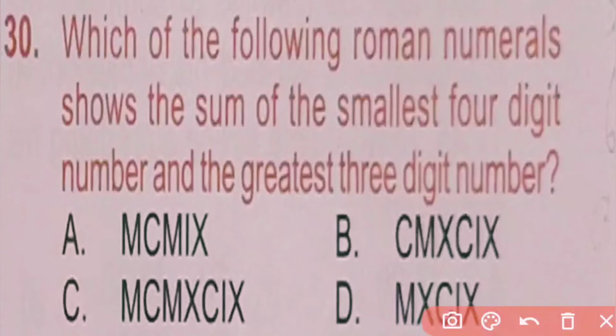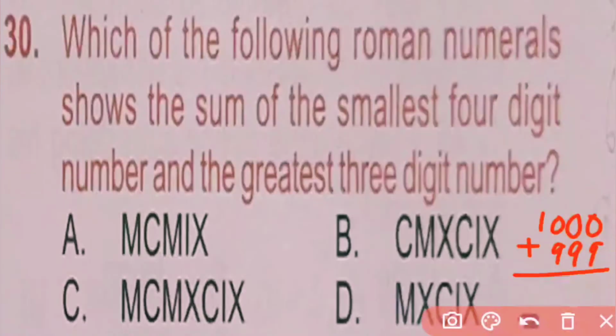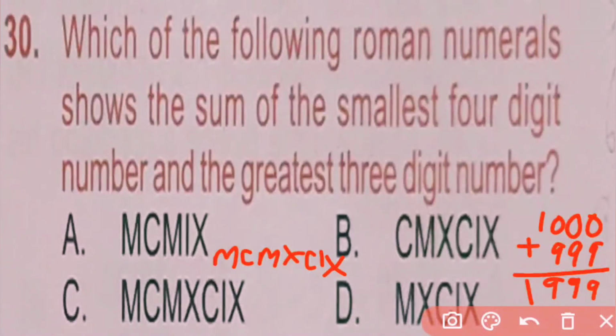So smallest 4-digit number is 1000 and greatest 3-digit number is 999, and their sum is 1999. So in Roman numerals, 1000 is M, 900 is CM, 90 is XC, and 9 is IX. So here C is the correct answer.